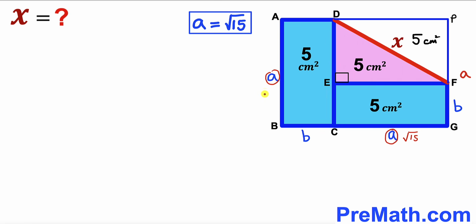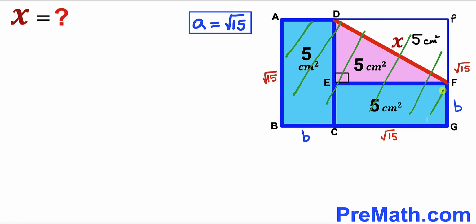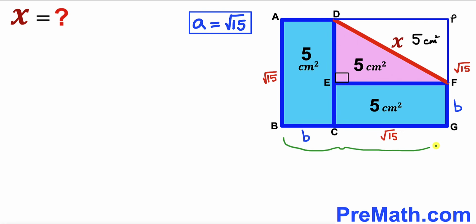Likewise, this is going to be the square root of 15. And over here, the a value is square root of 15 as well. Now in this next step, I'm going to focus on this big rectangle ABGP. We know the side length of this rectangle on this side is going to be b plus square root of 15. So I can write b plus square root of 15.